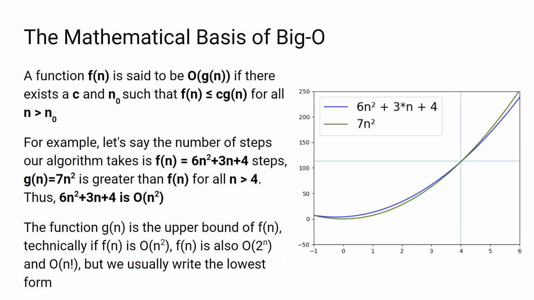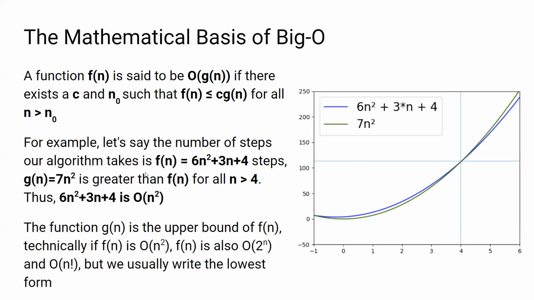So let's talk about the mathematical basis of big O, because it does have a pretty heavy mathematical basis. A function f of n is said to be O of g of n if there exists a c and an n naught such that f of n is less than or equal to c times g of n for all n greater than n naught. Basically, can we find a function which is always greater than that other function? So f of n here is our runtime, and g of n is how we're trying to characterize that runtime in big O. Say our runtime f of n is 6n squared plus 3n plus 4.